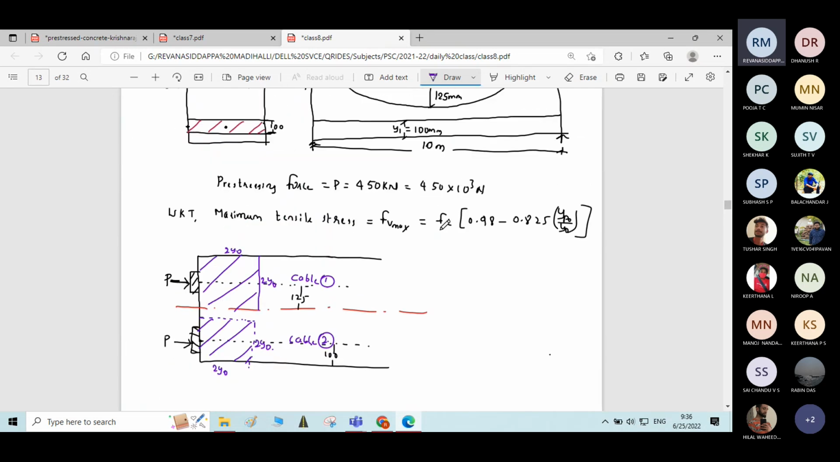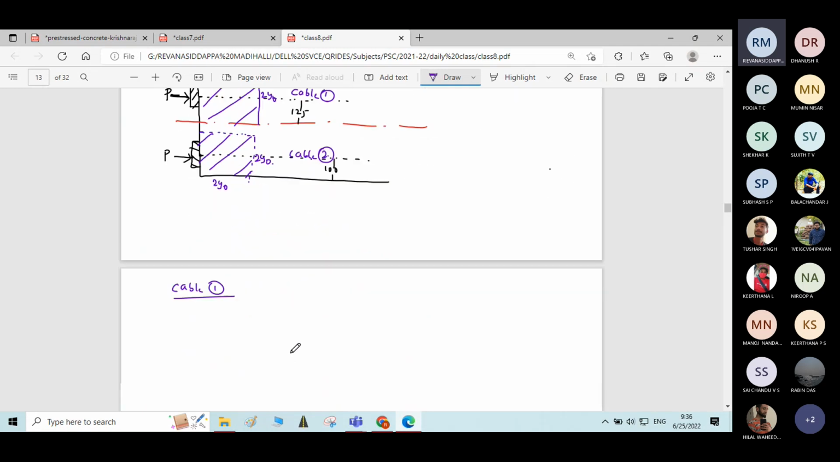FC is equal to P by AP, where AP is the area of the prism. To get the area of the prism, we should know the value of 2y0. First, we will calculate the size of the prism.